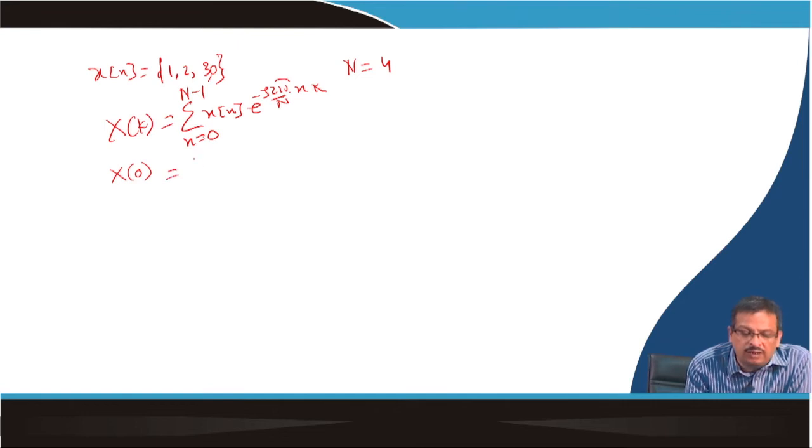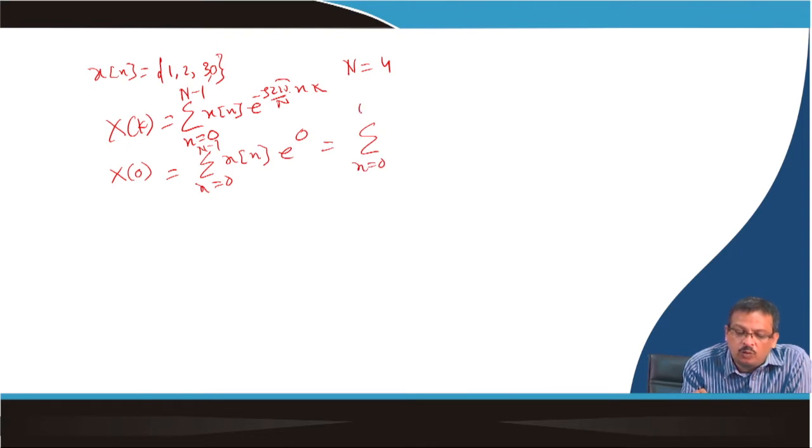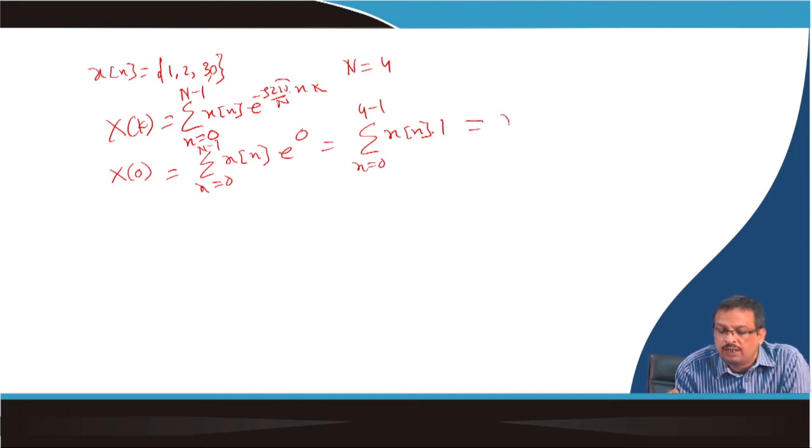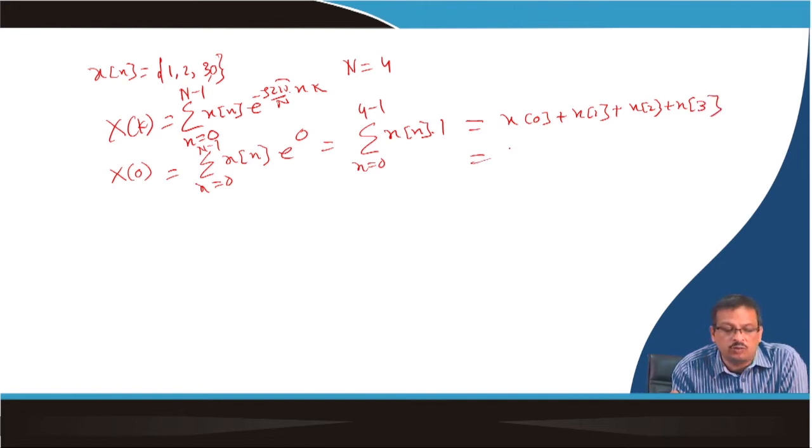So X[0]: I put k equal to 0. So k equal to 0 means the sum from n equal to 0 to N minus 1 of x[n] e to the power 0, which is nothing but the sum from n equal to 0 to 4 minus 1 of x[n] times 1, equal to x[0] plus x[1] plus x[2] plus x[3]. So that is 1 plus 2 plus 3 plus 0, equal to 6.